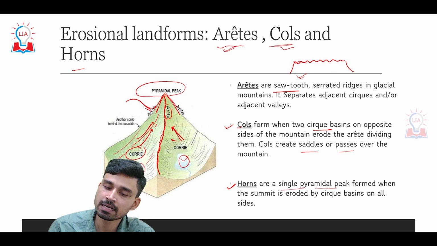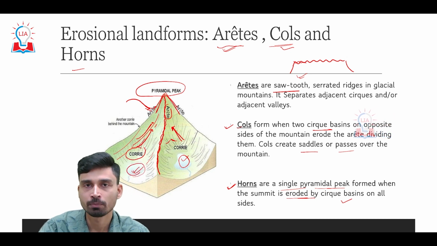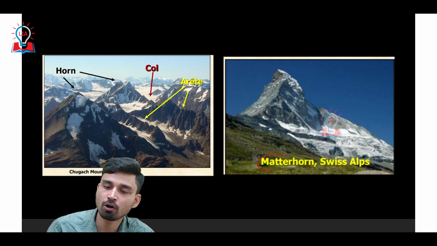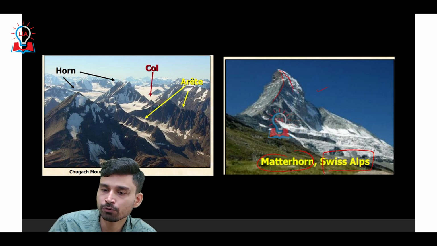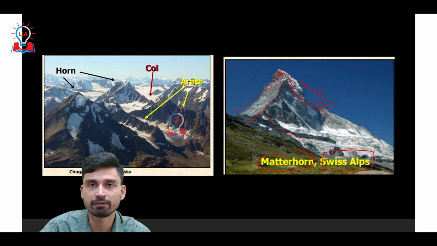Horns are a single pyramidal peak that forms when the summit is eroded by the cirque basins on all the sides of the mountain. And one of the most notable horns we have is the Matterhorn, which is present in the Alps mountain of Switzerland. You can see how the horn looks. If you can imagine, this side must have been another corrie or cirque. On the other side, we have another corrie and cirque. Then on the back side of the mountain, we also have another corrie and cirque. And due to continuous headward erosion, this kind of pyramidal peak-like structure has developed.